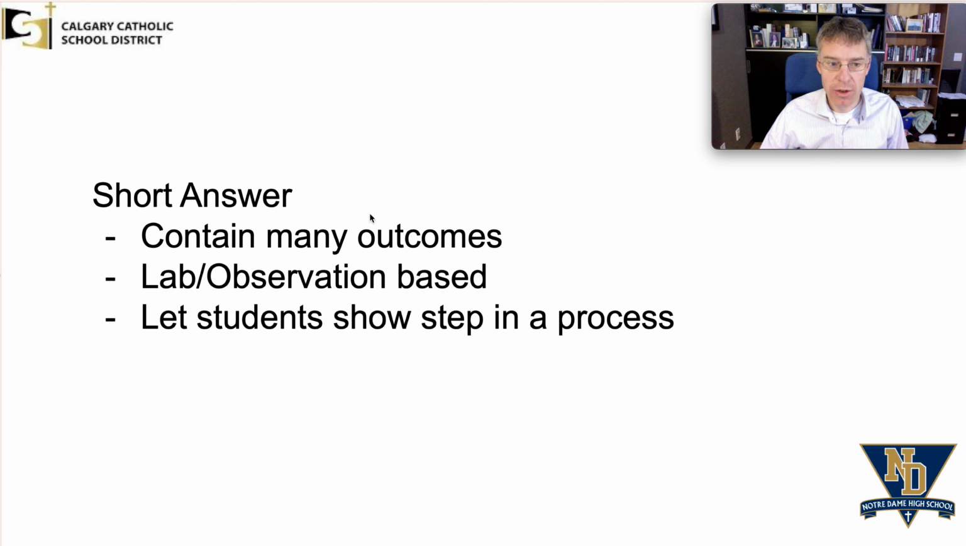Last is talking about short answer. I like to have short answer contain many outcomes. I think there's a big danger in short answer that you assign 4 or 5 marks, maybe out of 30, and you only test 1 or 2 outcomes, and you really have too many points based on one outcome. I do like to have the short answer have lab or observation type questions, so connecting the outcome in the chemistry to what color you might get, or whether it bubbles or precipitates, or what the pH might be. There's often maybe drawing an experimental setup here.